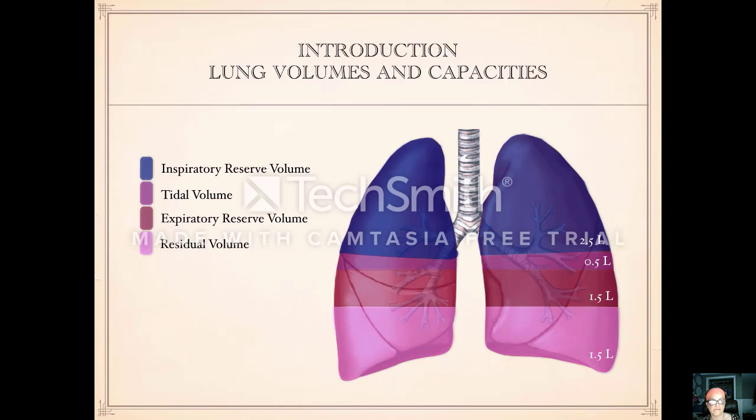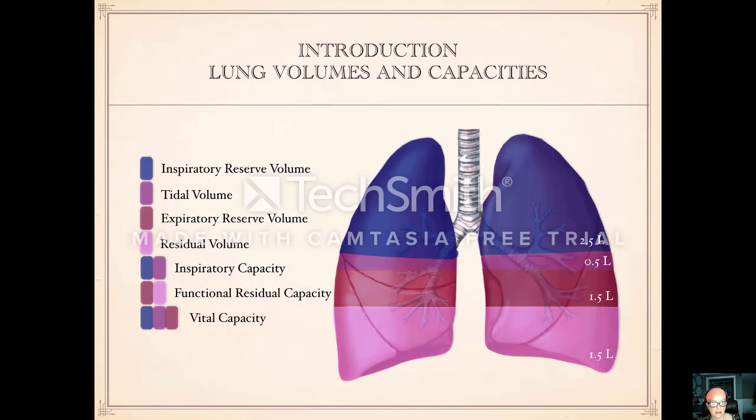There are all your volumes. The top two is your inspiratory capacity. The last two is your functional residual capacity. First three is your vital capacity, and all four of them is your total lung capacity.